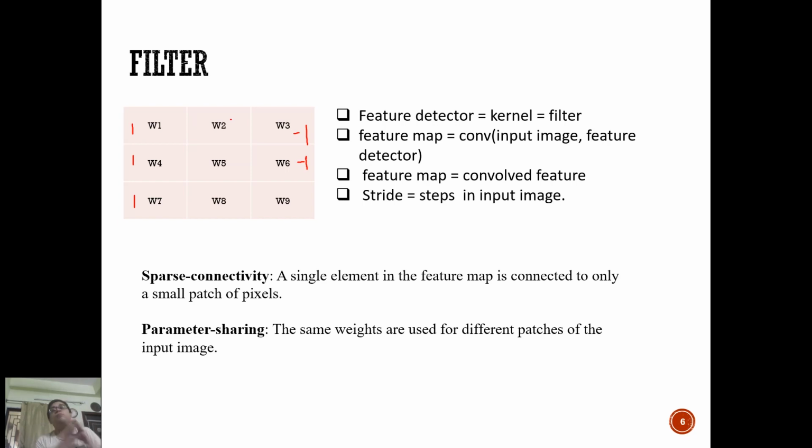Also, there is one important thing which is parameter sharing. These same filter parameters or filter weights are going to be applied on the entire image by sliding. So these are key characteristics which make CNN more efficient than your traditional ANN.